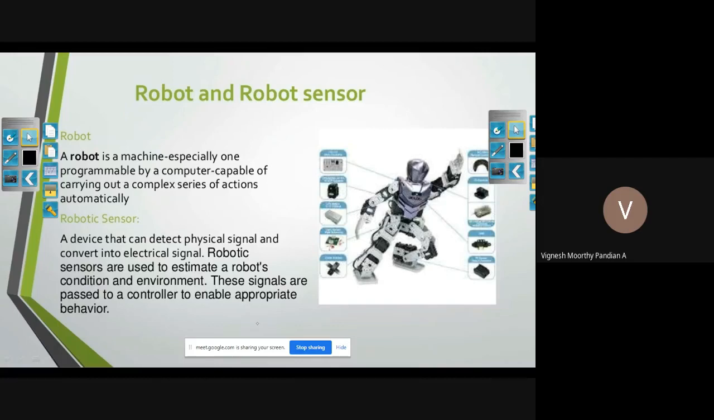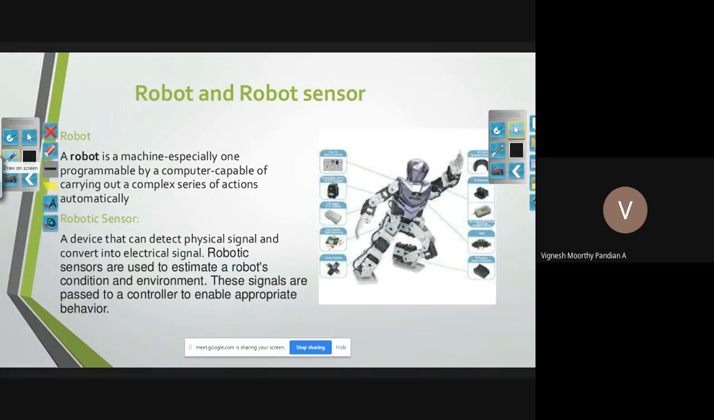Now, first, we have already seen what a robot is. A robot is a programmable machine that is made to do a complex series of actions automatically. So a robot is made to do some complex series of actions in an automatic manner. Now, what is a robotic sensor? A sensor is a device that is used to sense something.